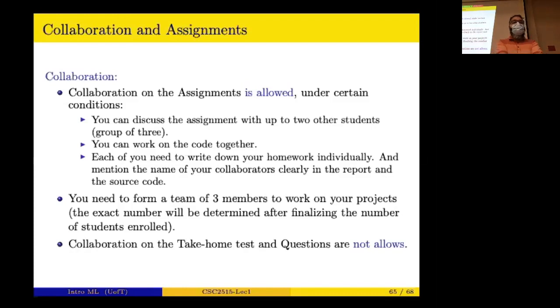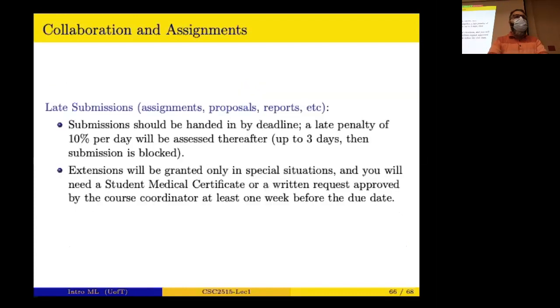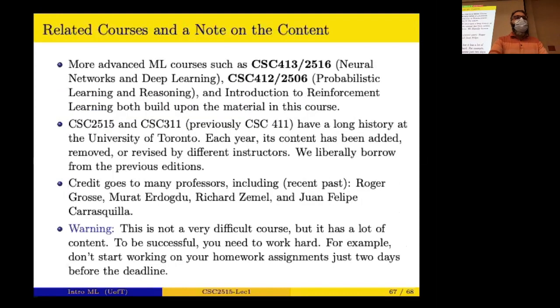Collaboration on take-home tests and questions is not allowed, so only for homework and project. Late submission, there's a policy: every day 10% up to 3 days. You can ask for an extension. There are several more advanced machine learning courses here. Many of them are based on this one. So we have a course on neural networks, and probabilistic learning. I guess we have those in winter semester. There's a course on reinforcement learning, but not this year.